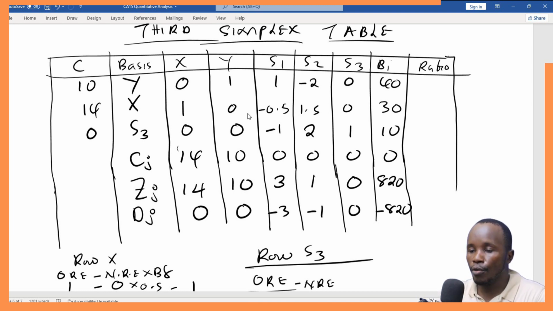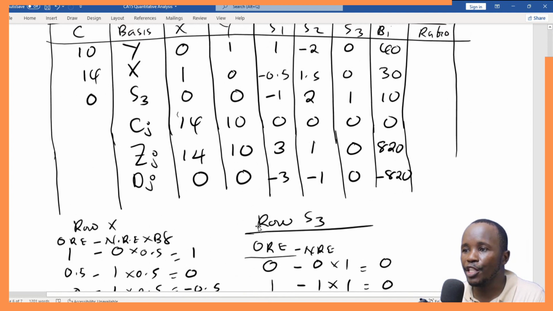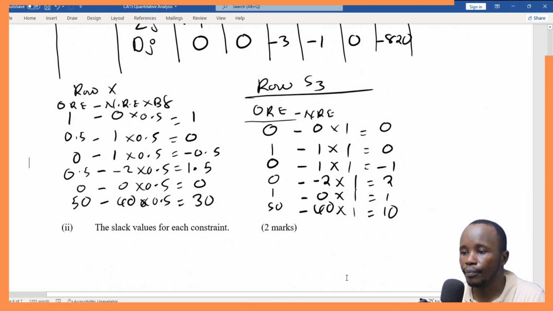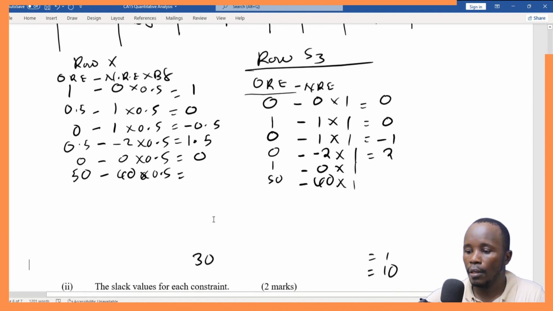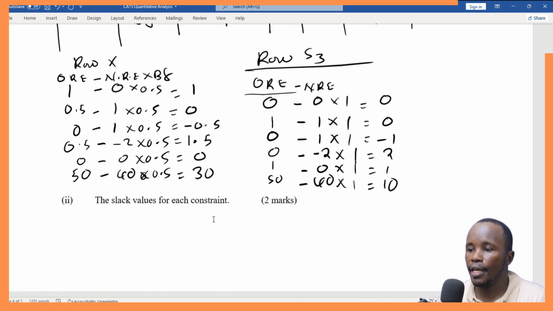Excellent. So, at this juncture, you can test optimality. Having found that the Dj's are all 0 or less than 0, we say that we have achieved our optimality. Now, having achieved our optimality, we can get the solution for x and y. Let's get the solution for x and y.